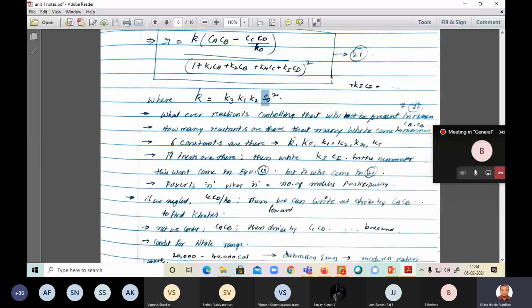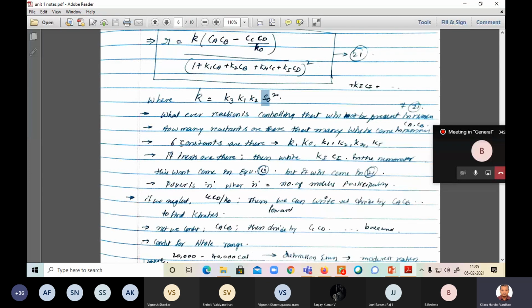How many reactants are there? That many will be in the numerator. If A, B, C are the reactants, then Ca, Cb, Cc also will come. And how many products are there? That many will be in the second term of the numerator.